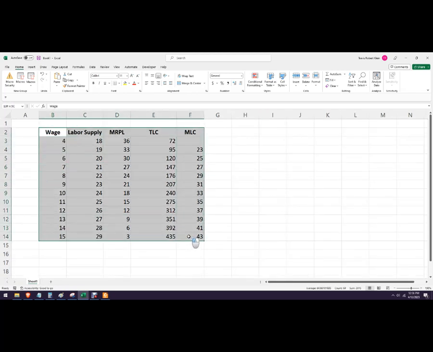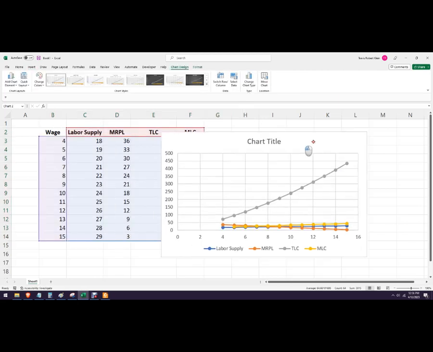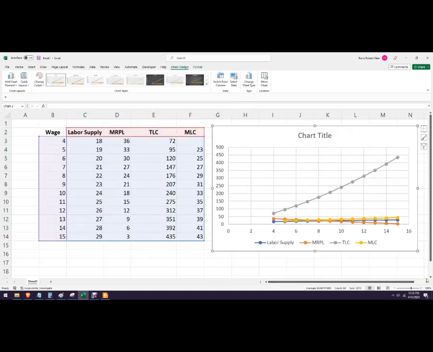So I'm going to highlight everything, and I'm going to go up to Insert, and I'm going to go to Charts. You could use either one if you wanted to, the rounded one or the straight line one. I'm going to use straight line, and it comes up with something goofy. Okay, so this is not right. This is not what I want.